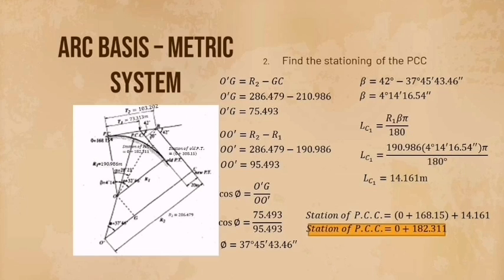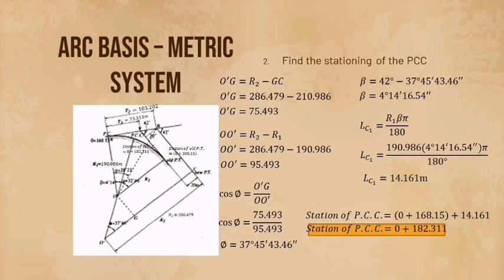And for the beta, we will subtract the theta from I, the angle of intersection, which is 42 degrees minus 37 degrees 45 minutes 43.46 seconds. If we subtract them, we will get the answer of 4 degrees 14 minutes and 16.54 seconds.